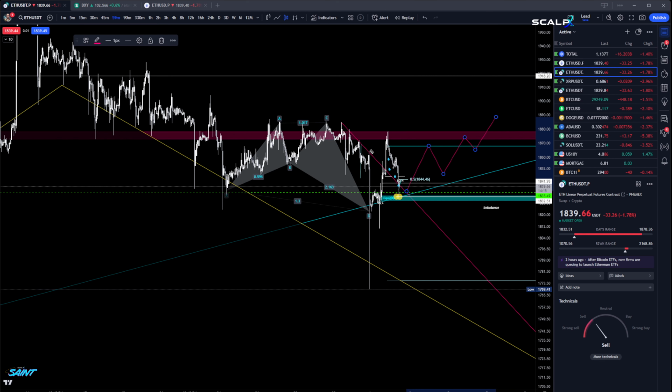Then once that happens, we'll have a breaker structure, then we're going to have a pullback, if it doesn't continue to keep flying and soaring. But then you'd have a pullback, probably testing here.